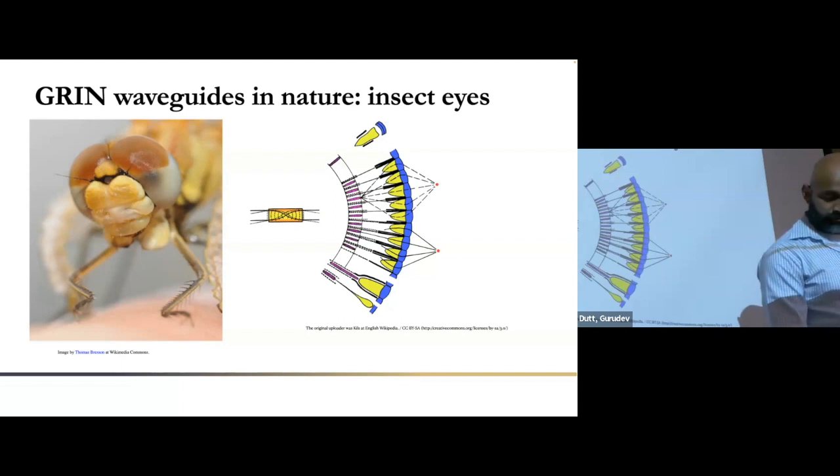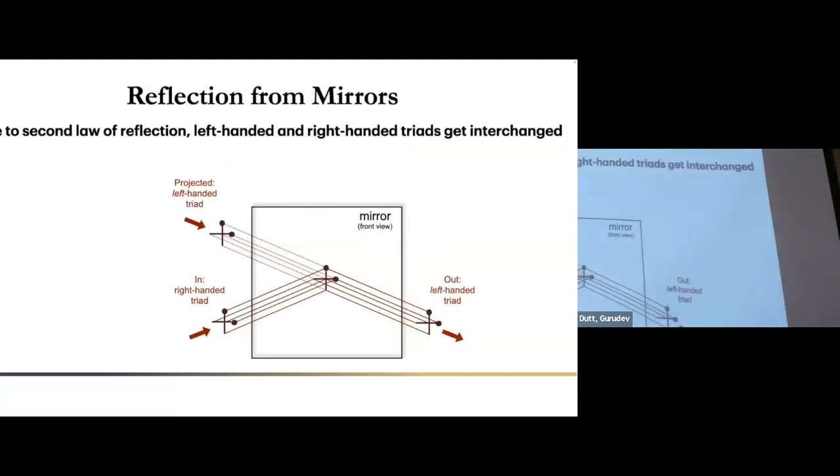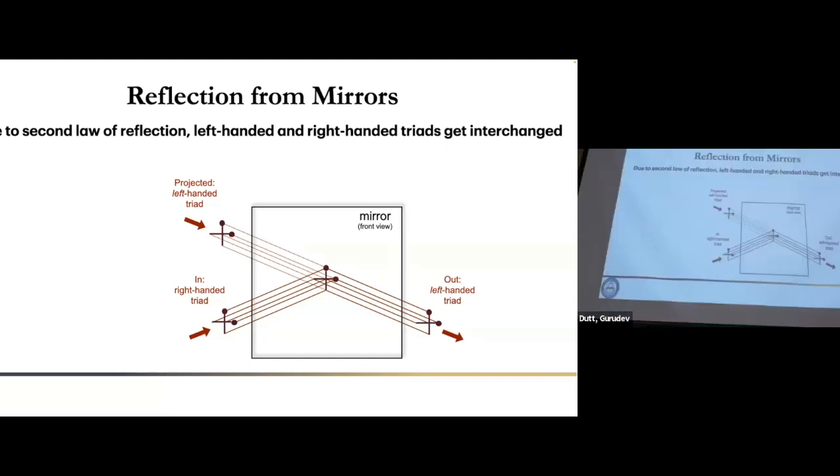Okay. So I'm coming back to mirrors just to point out a couple things that you may or may not have observed. I think you've all observed probably. One is that due to the second law of reflection, which is that the incident angle and the reflected angle are equal, the left-handed and right-handed triads, or left hand and right hand, get interchanged in a mirror. Okay. The reason for that is pretty straightforward.